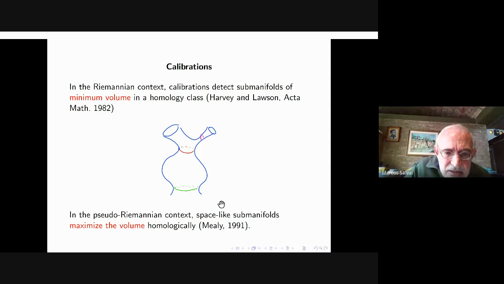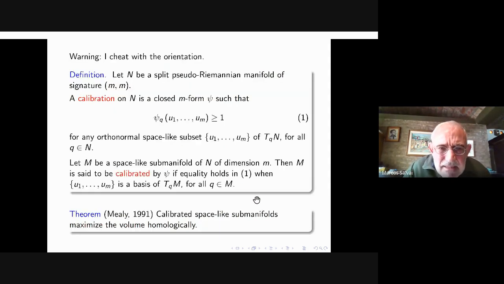Well, so this is the Riemannian classical context, but we are now working in the pseudo-Riemannian context. And it's the same, but one takes only spacelike manifolds, and they will maximize the volume homologically. Not minimize, but maximize the volume homologically.